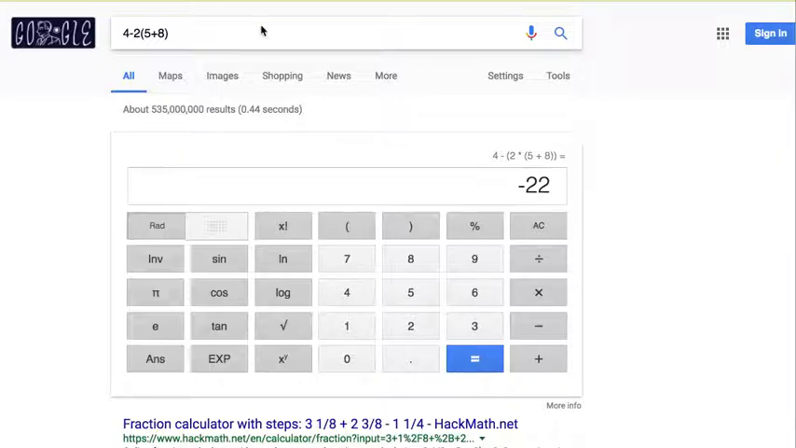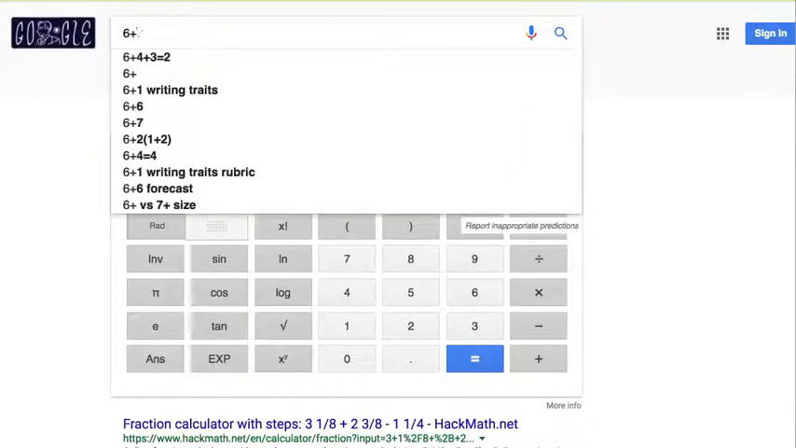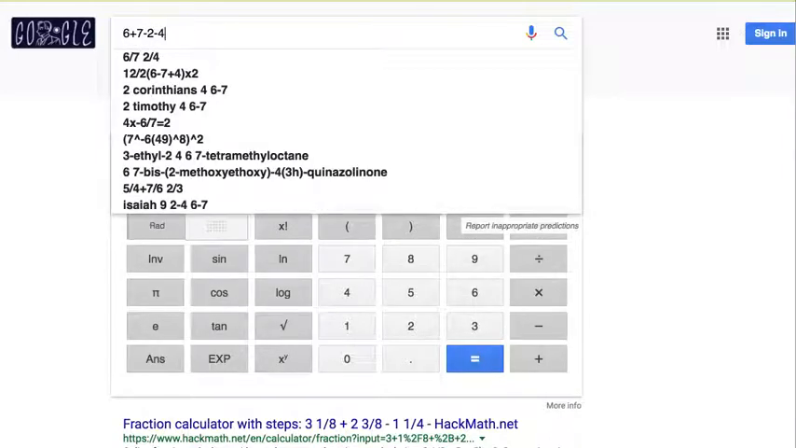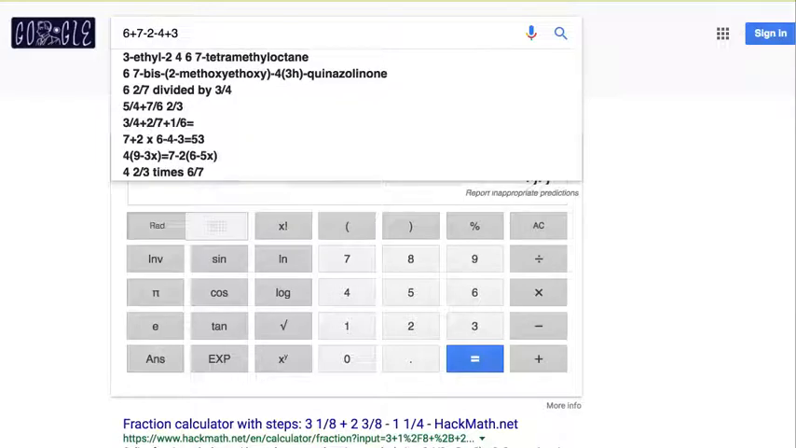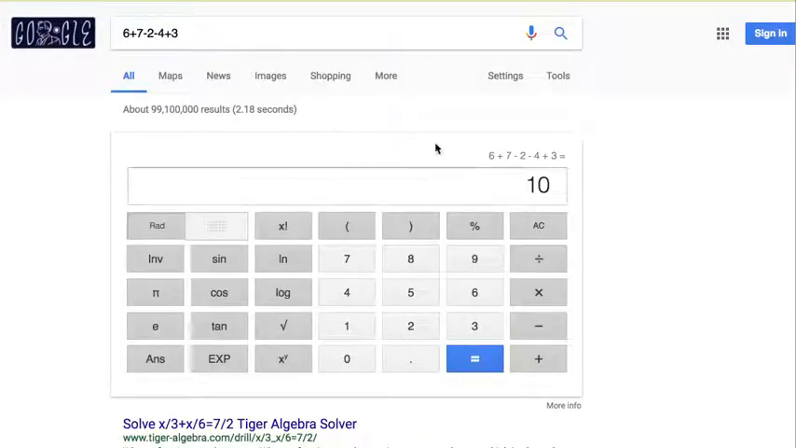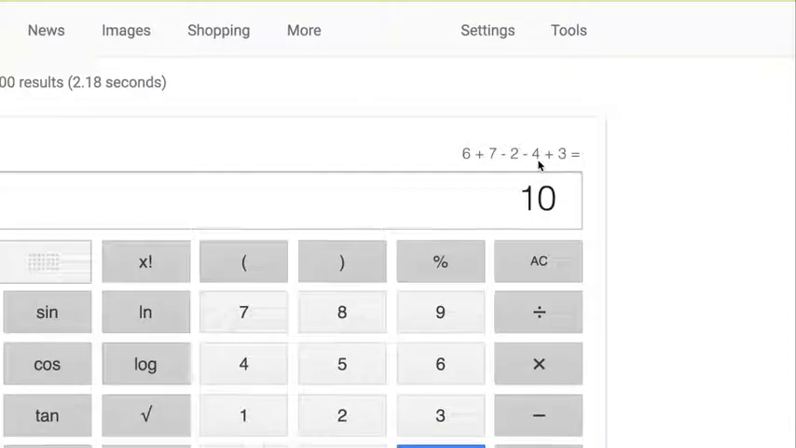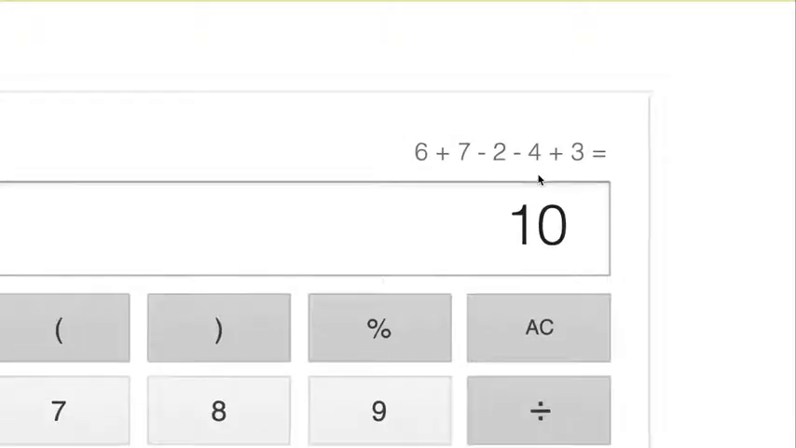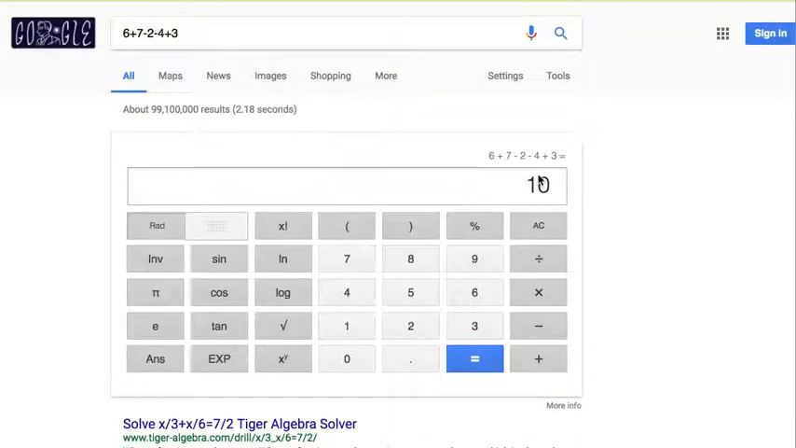I'm curious, I haven't actually done this in preparation for this video, but I'm going to look and see if they put parentheses around this one. I think they probably won't. Yep, no parentheses, because Google assumes you know that you can do that addition and subtraction in any order you want in order to get 10. Okay.